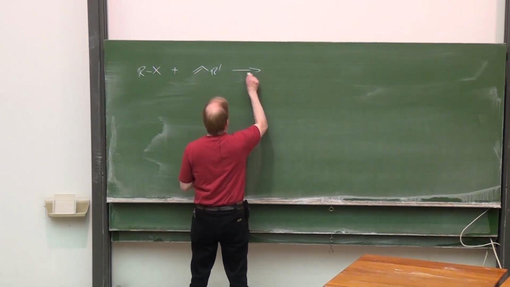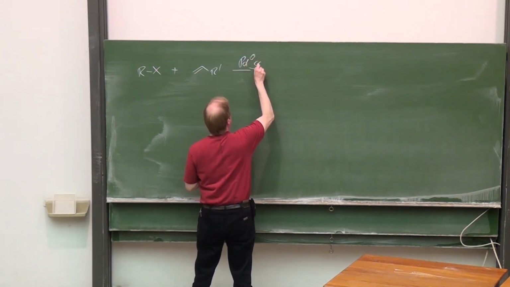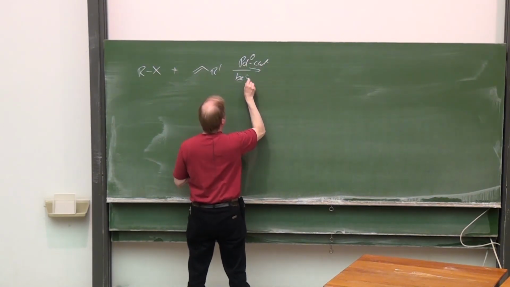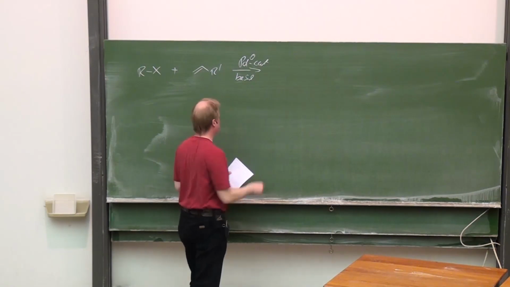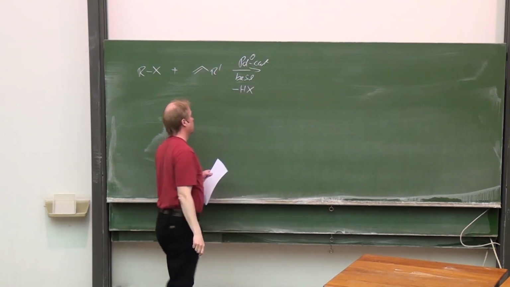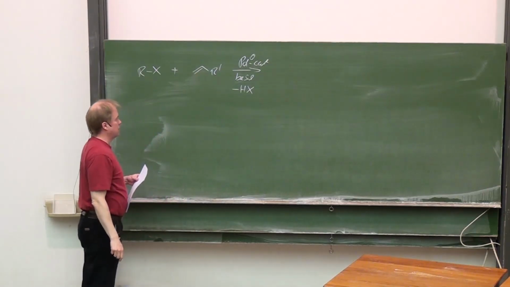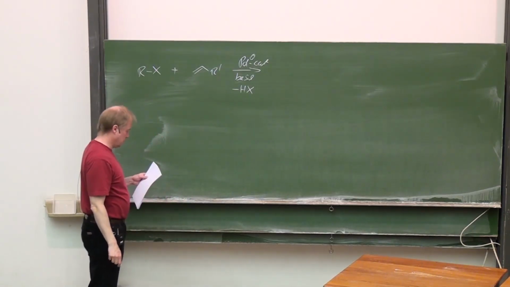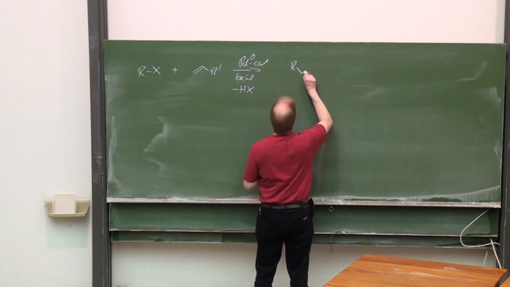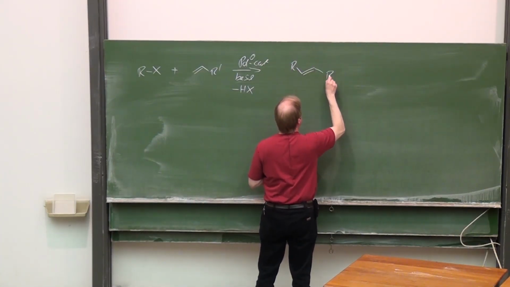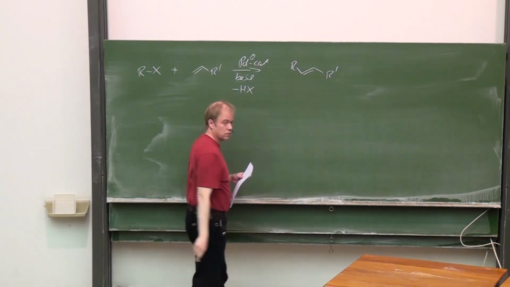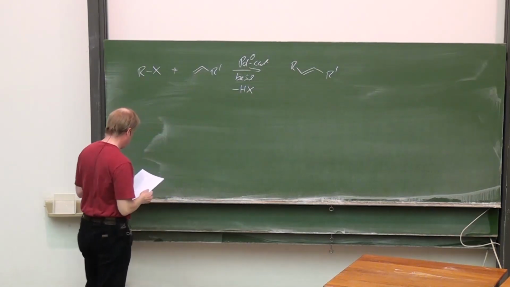Well, palladium 0 catalyst, we need a base, solvent, and HX is eliminated, trapped by the base. Thus we introduce the substituent R to the olefin.